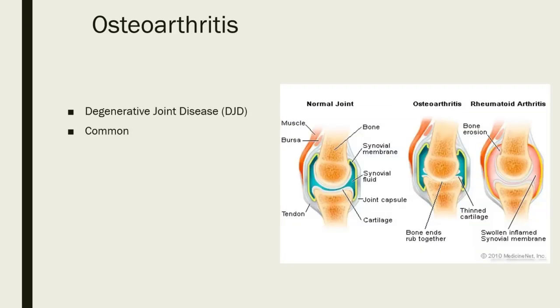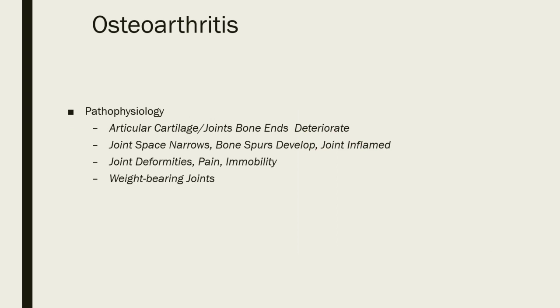Osteoarthritis. This is a degenerative joint disease. It's very common among the elderly. The articular cartilage or joint ends become deteriorated. The joint space is narrow. Bone spurs develop and the joint becomes inflamed. Joint deformities, pain, and immobility. And this typically occurs in the weight-bearing joints.